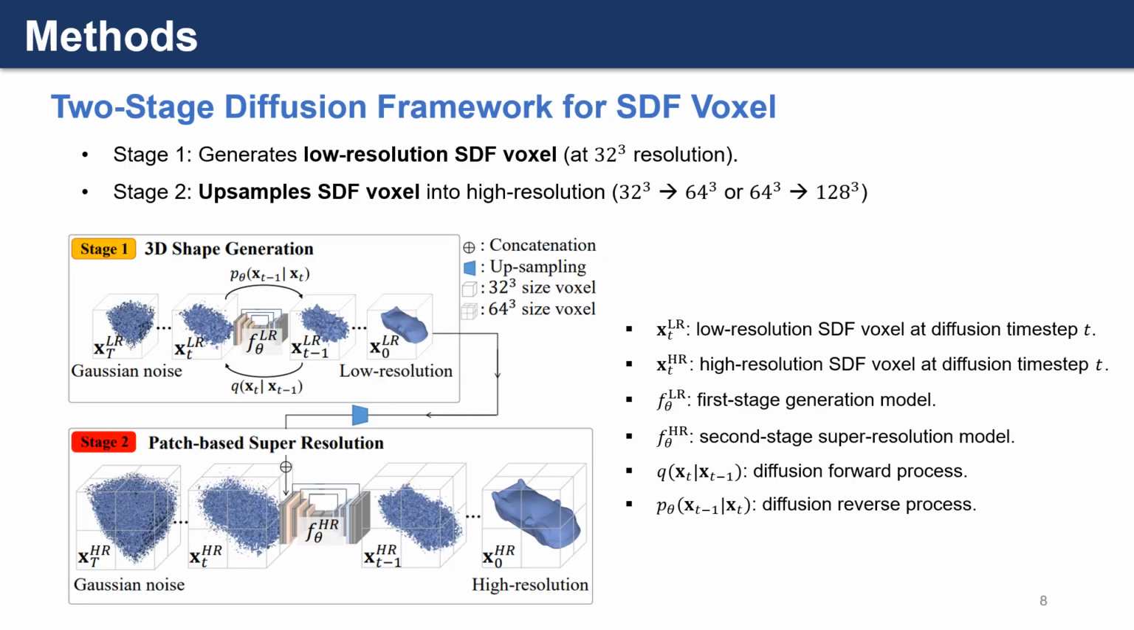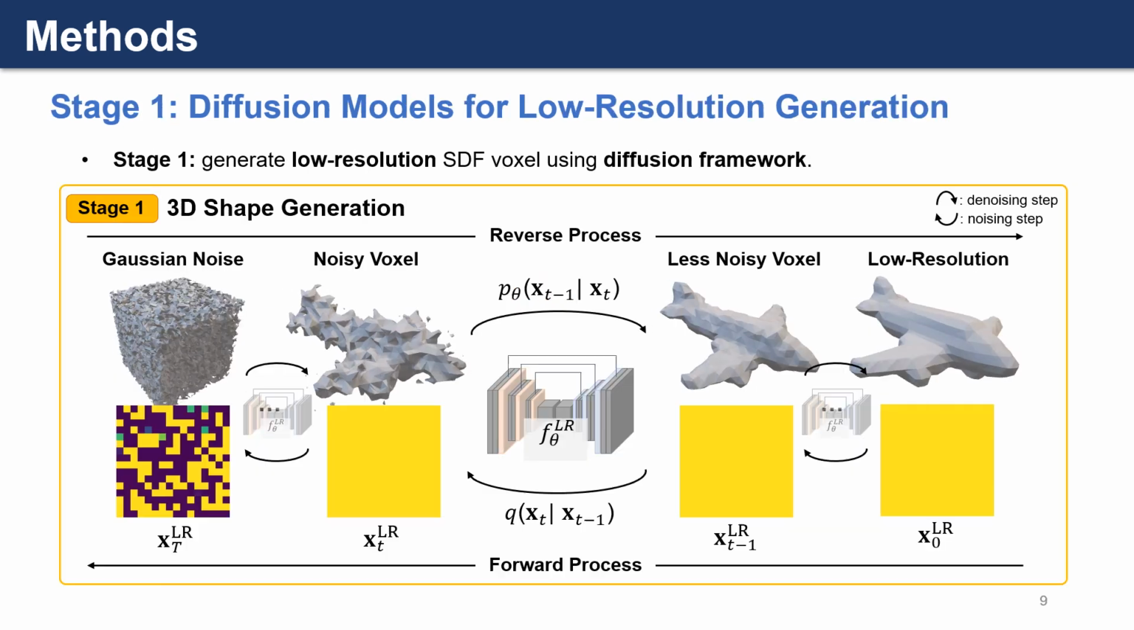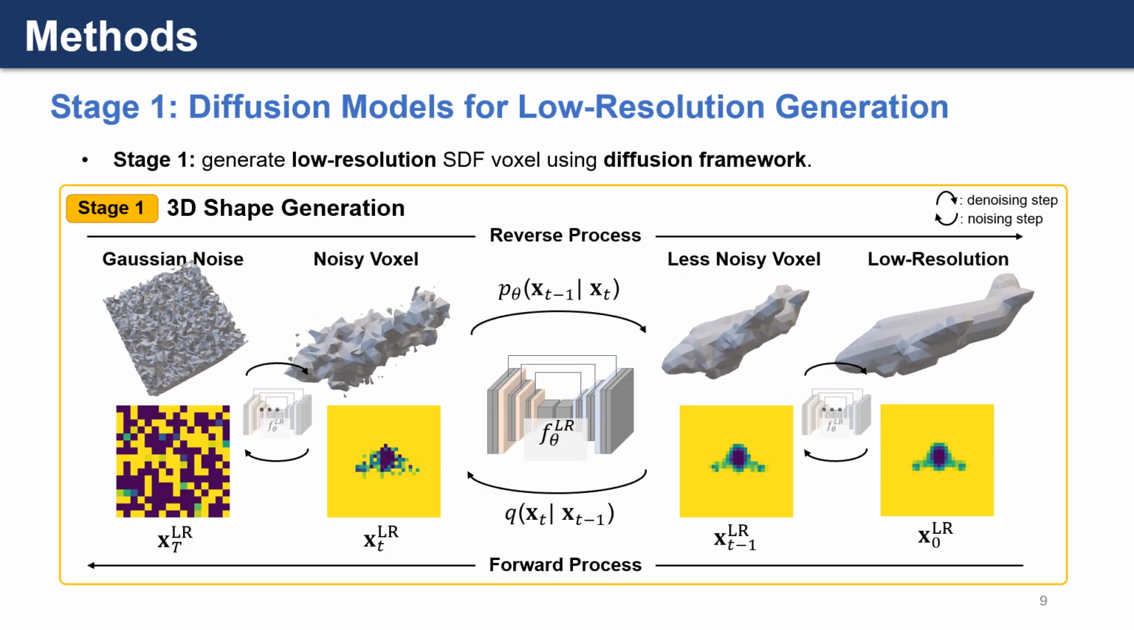This slide is an overview of our framework. To overcome the problem of voxels, we propose a new two-stage generative process. The first stage is a diffusion-based generation model, focusing on generating semantically important information of the 3D shape as a low-resolution SDF voxel, which is a coarse 3D shape. The second stage is a diffusion-based super-resolution model, focusing on generating details of the 3D shape from the low-resolution voxel, to make a finely detailed 3D shape. By splitting the generation process into two stages, we can achieve effective and efficient generation of high-quality 3D meshes.